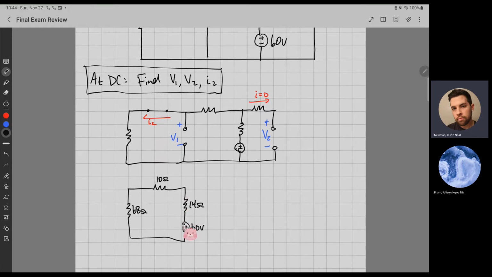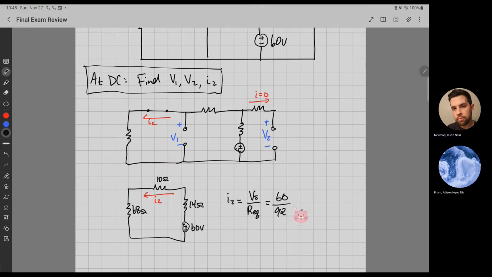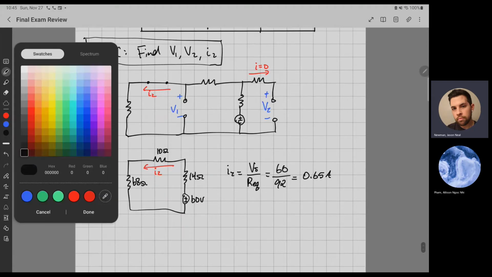because they're all on the same exact branch. And that would help us find I2, because this is still I2. If we find the current through this whole thing, then that would also be the exact same current for I2. So I2 would be equal to Vs over R equivalent. And these are all in series, so that's R equivalent. And then this is 60. R equivalent would just be 68 plus 10 plus 14, which is 92. And then do the math right there. That's going to be 0.65 amps for I2. Okay, so that's pretty nice.